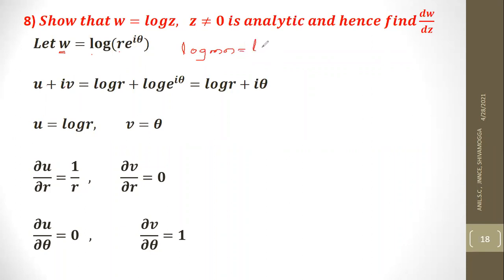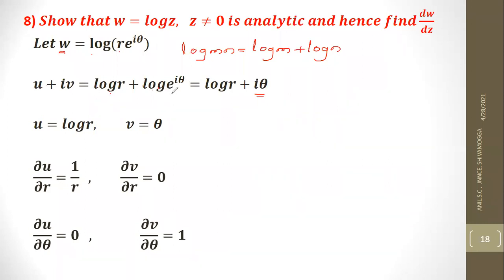Log m into n is log m plus log n, correct? Therefore, this can be written as log r plus log e power i theta. Log e power x is x. Therefore, log e power i theta is i theta itself.